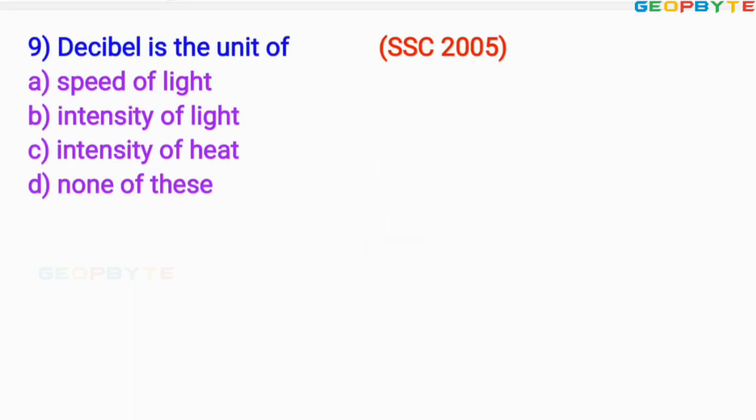Look at the 9th problem asked in 2005 for the SSC exam. Decibel is the unit of, the intensity of light unit is decibel. Therefore, option B is absolutely correct. Let's go for the next problem.